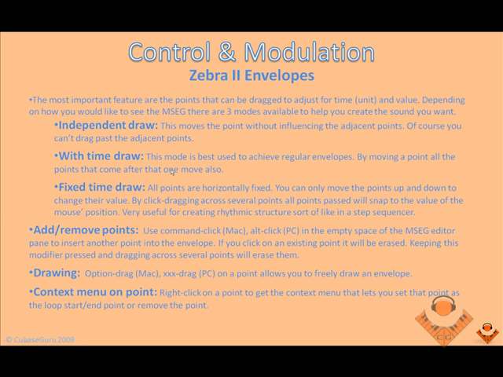And we also have fixed time draw. All points are horizontally fixed. So you can move them up and down, but you can't move them left and right. However, by click dragging across several points, all the points passed will snap to the value of the mouse position. So I'll just show you all of that now.